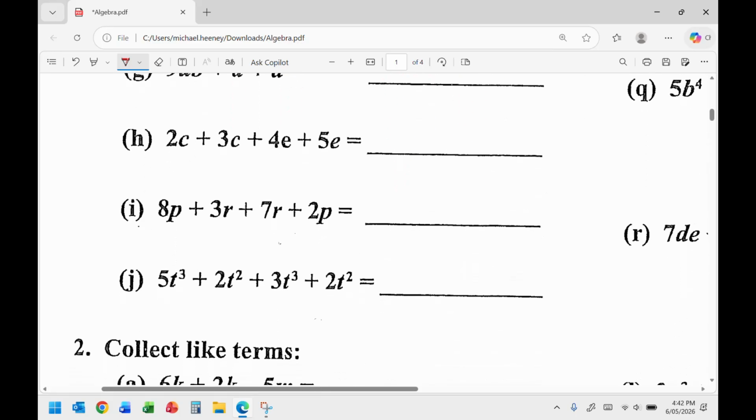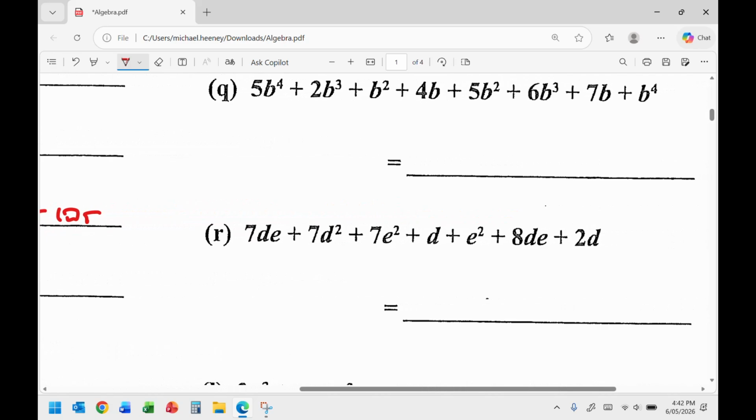Right, let's go down. Oh, I should say I'm doing i. 8p plus 3r plus 7r plus 2p. Okay, well, let's just look at the p's. I've got 8 and I've got another 2. I now have 10p. Anything else? Yep, the r's. We keep them separate from the p's, but I started with 3. I've got another 7. I've got 10p, but I also have 10r as well.